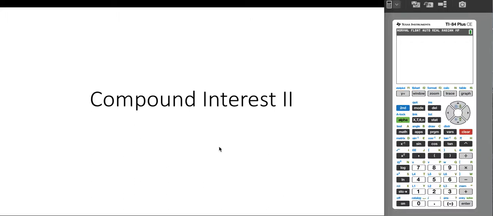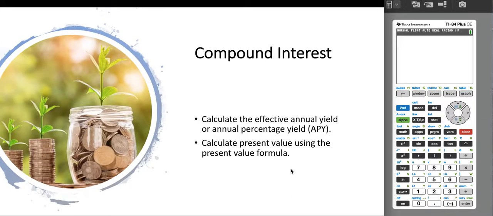We're talking about compound interest one more time. What we want to do in this screencast is calculate the effective annual yield, or the annual percentage yield, sometimes called the APY. We also want to be able to calculate present value using the present value formula.